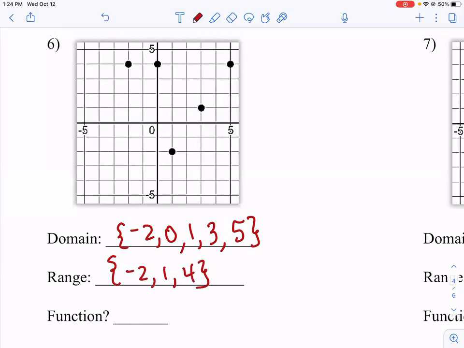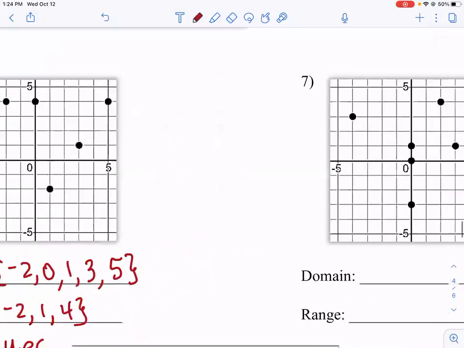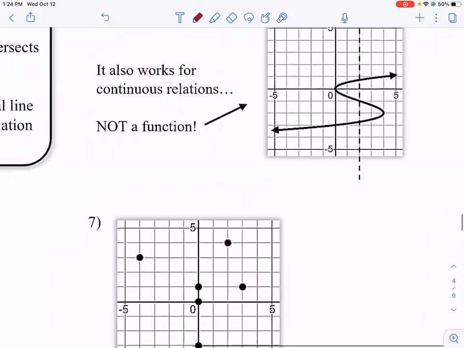Jaya, is this a function? Yeah. Passes the vertical line test. And anytime we have a graph, I want you to use the vertical line test as your reason. Okay. So let's skip over 7. Some of you already did it anyway, but I don't think we need to spend the time on it. So let's go ahead and go to the next page.